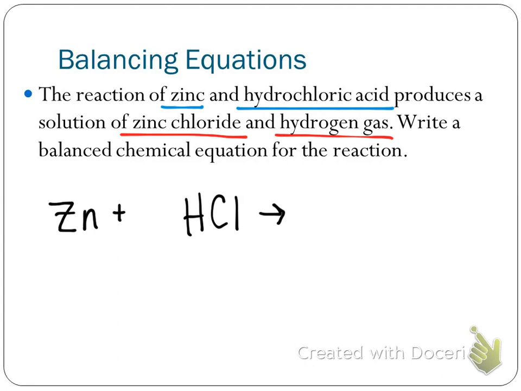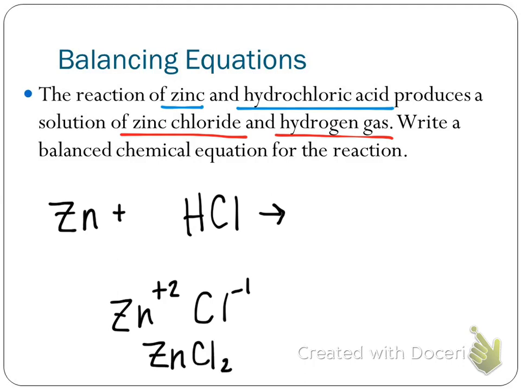Okay, it forms zinc chloride. So we need to put together zinc chloride. Zinc is a +2 or a +1? It's a +2, and chloride is a -1. So our final formula would be ZnCl2, right? And then hydrogen gas, which has to be H2.